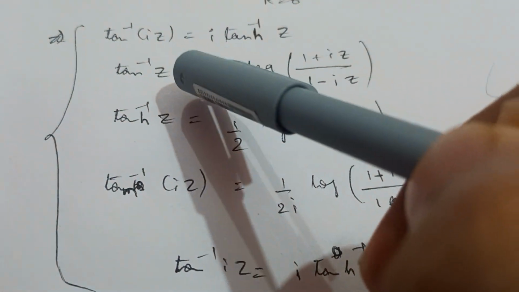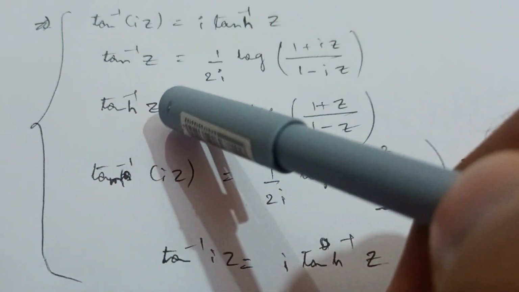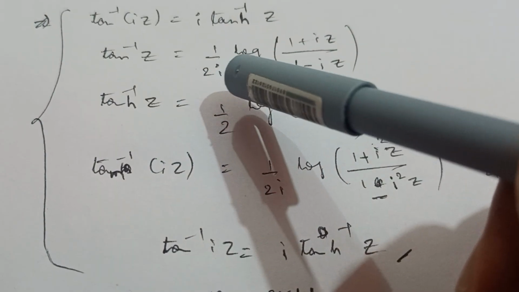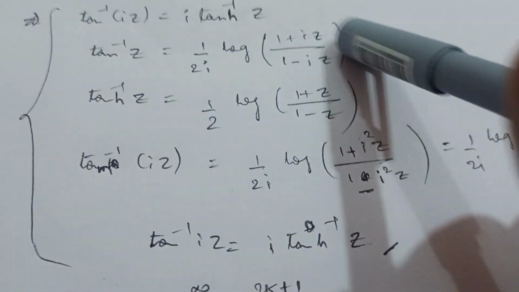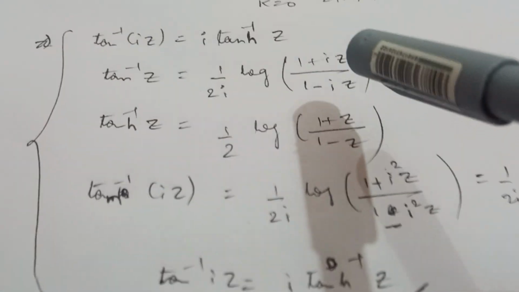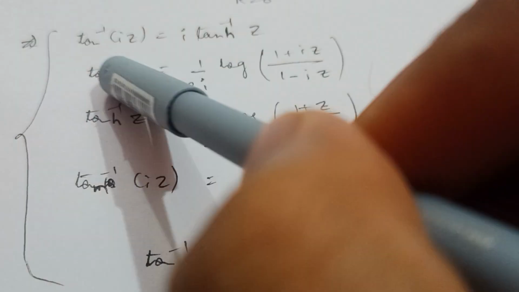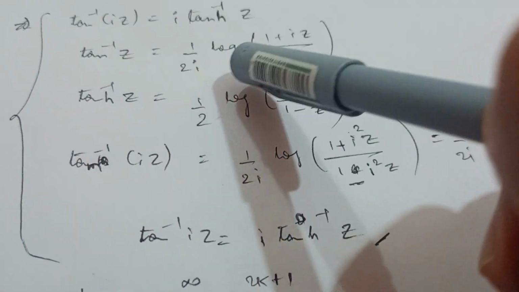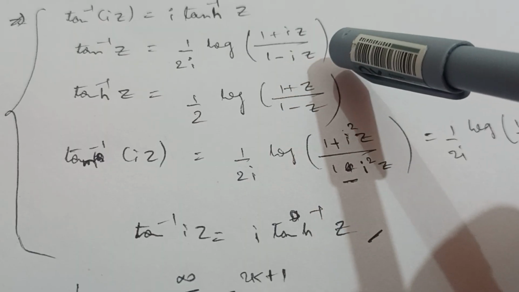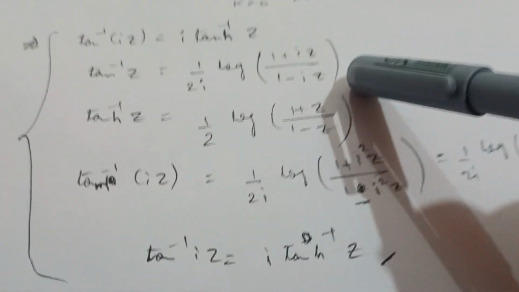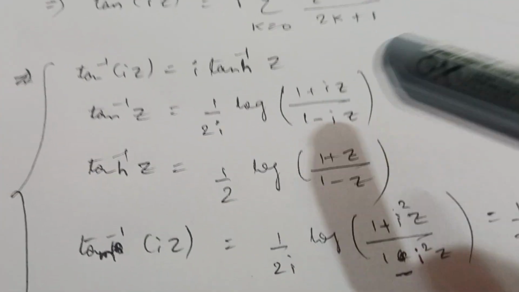So tan inverse iz. First write tan inverse z as 1 upon 2i log. Now this is again an identity that I am using, the tan inverse identity. So I am writing tan inverse z as 1 upon 2i log of (1 plus iz) upon (1 minus iz). You can look it up, I may prove it in some other video.